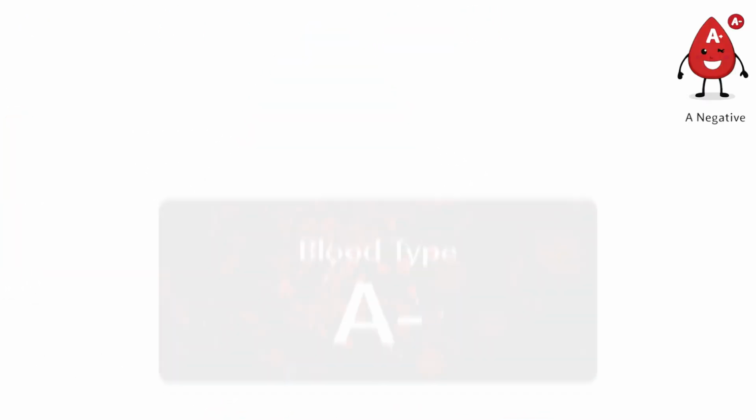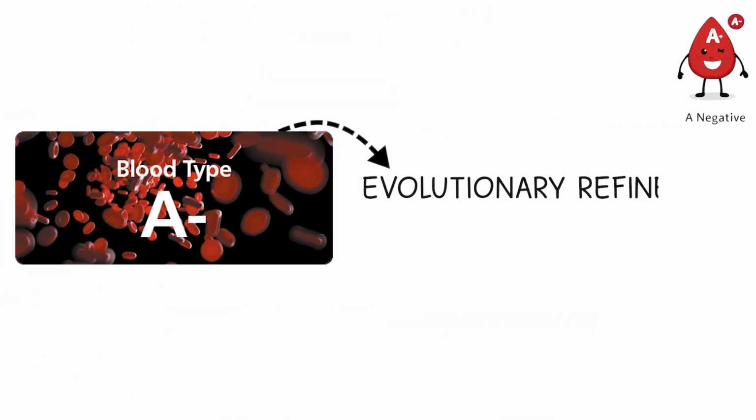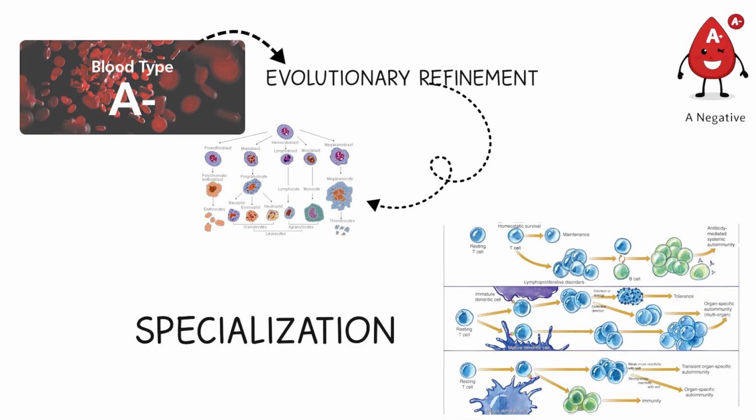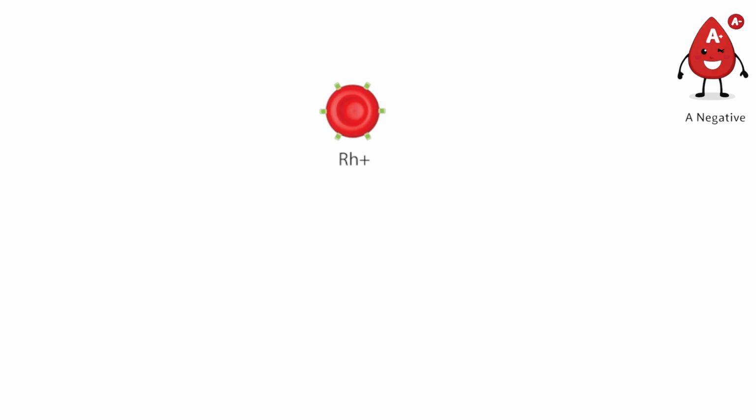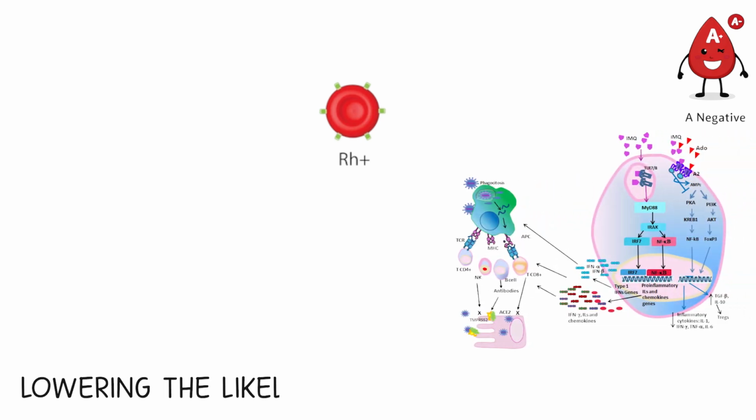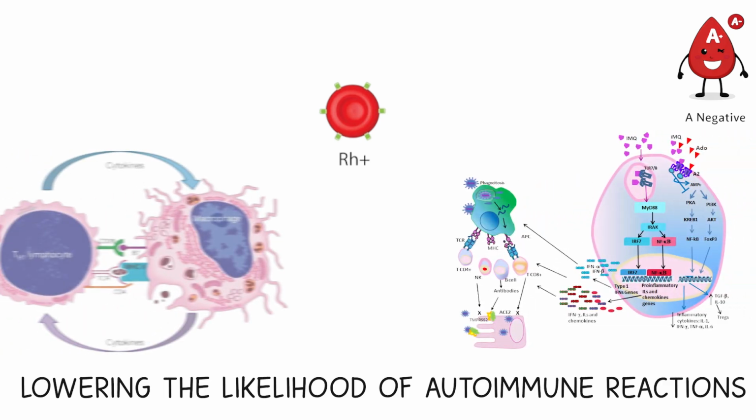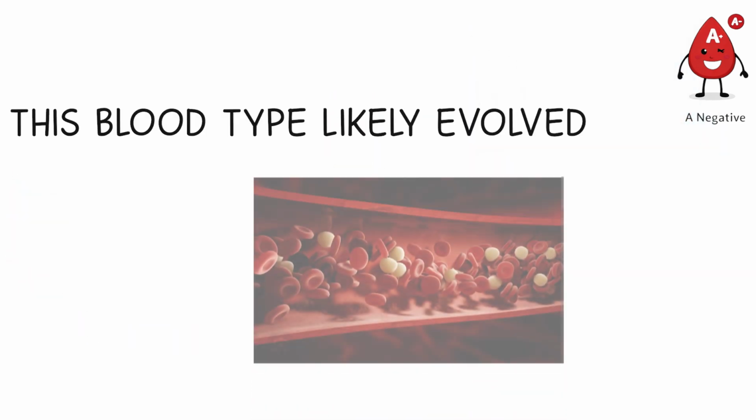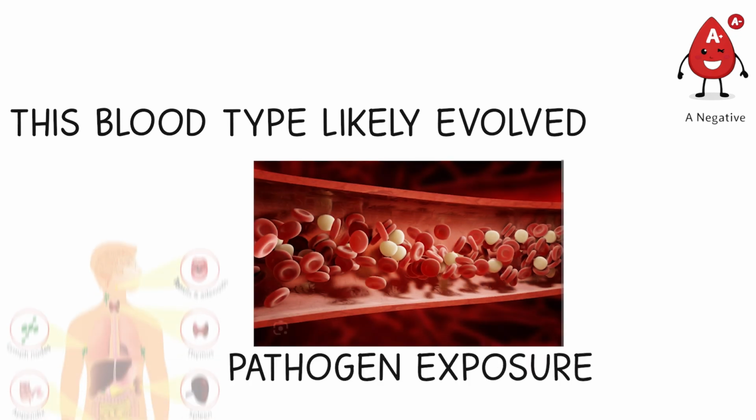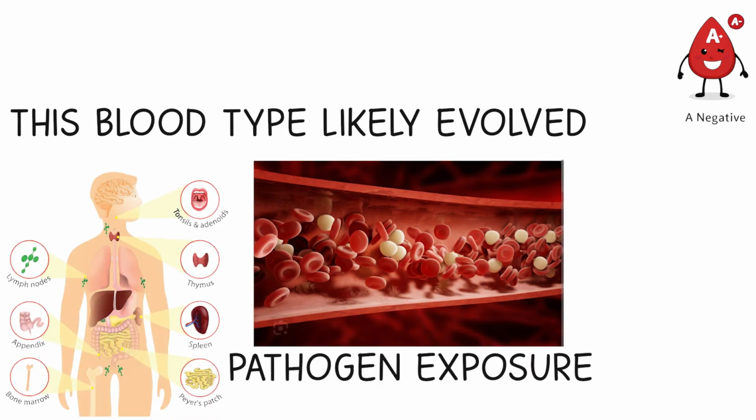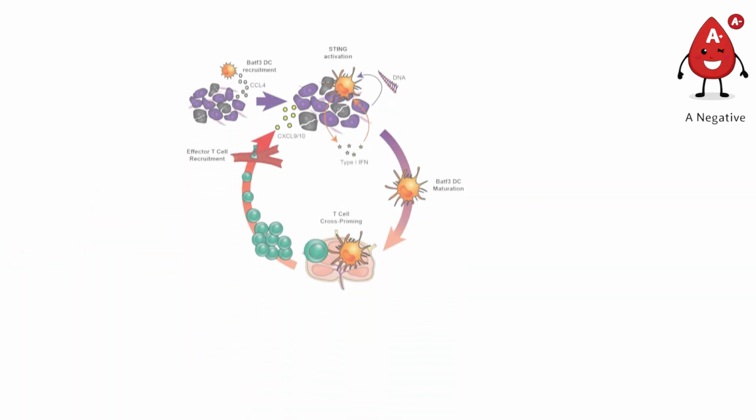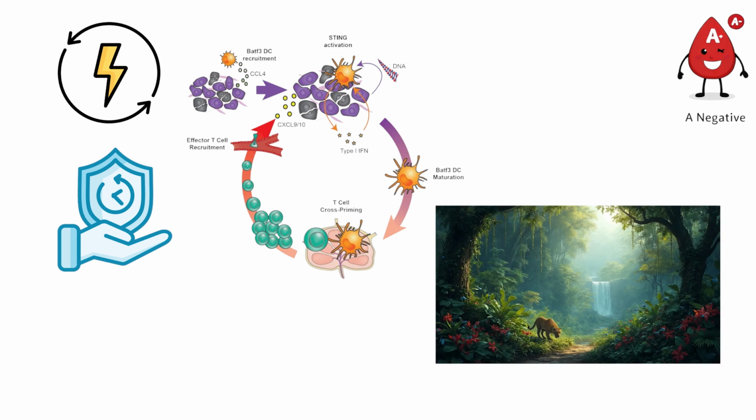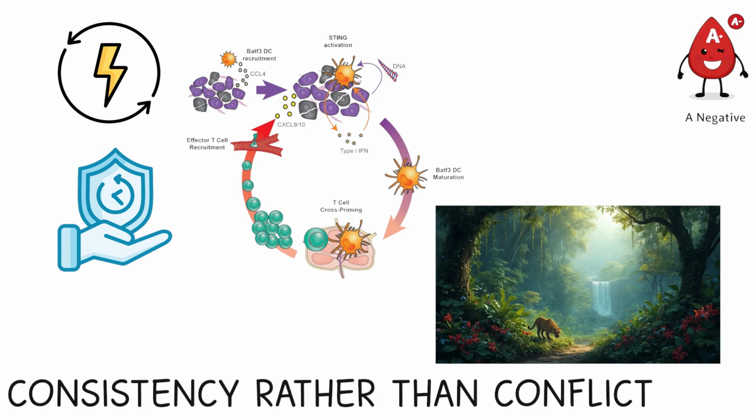A negative. Type A negative represents an evolutionary refinement of the A lineage, shaped by immune restraint and specialization. The loss of the Rh factor reduced immune stimulation, lowering the likelihood of autoimmune reactions and chronic inflammatory damage. This blood type likely evolved in smaller populations with lower pathogen exposure, where immune efficiency mattered more than rapid response. Reduced immune signaling conserved energy and supported longevity, particularly in environments where survival depended on consistency rather than conflict.